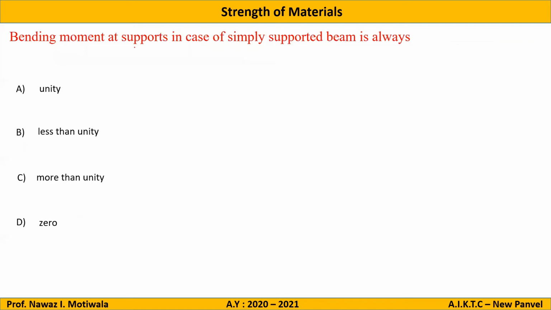Let us go to the next question, which is on bending moment. Bending moment at supports in case of a simply supported beam is always. So if I take a simply supported beam and I want moment at the ends, I know that if I consider moment at A, there is no force on the left side. And if I consider B, there is no force on the right side. That means moment will be 0. So the answer is B, the answer is 0.